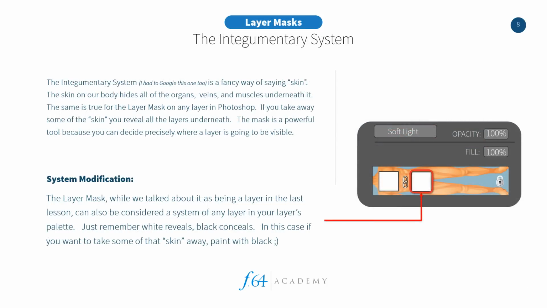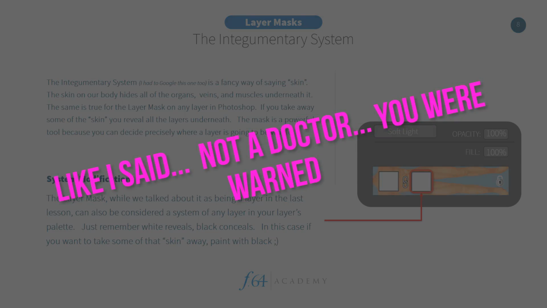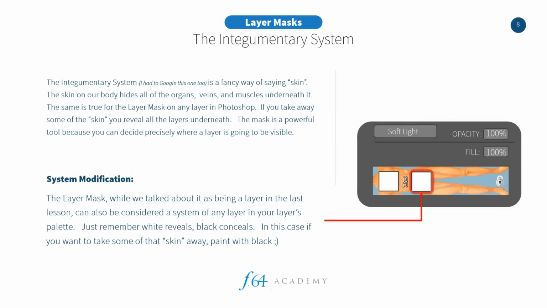The last one is the integumentary system, or the skin. So I had to Google this one, what integumentary was. I didn't even know that the skin system of our body was called the integumentary system. But the skin hides all the organs, veins, muscles, everything that's underneath our skin is basically hidden by that outer layer. So that outer layer, which we talked about in the last lesson, is very much like a mask.